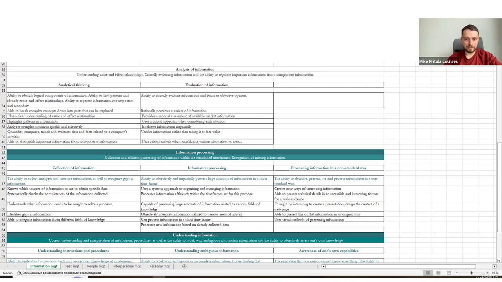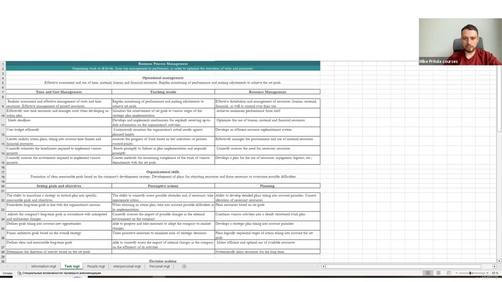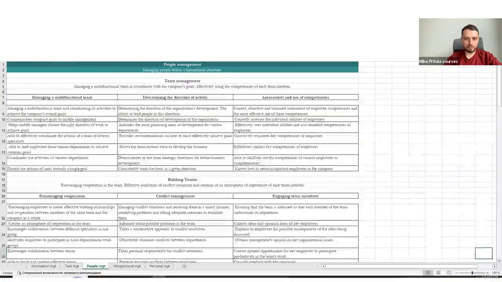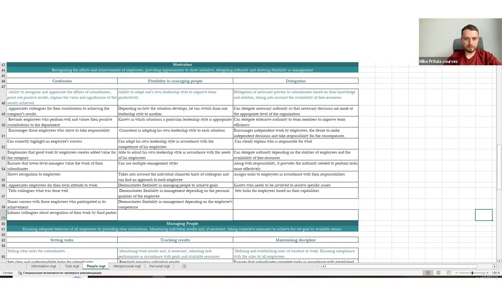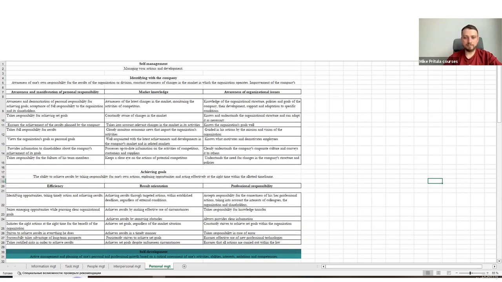Look, there are 5 tabs. These are the clusters. The first set of competencies is grouped under working with information. The second is problem solving. More precisely, it is business process management. Problem solving is one aspect. Then we have people management. After that comes the relationships cluster, and then the self-management cluster. There are competencies in each cluster.